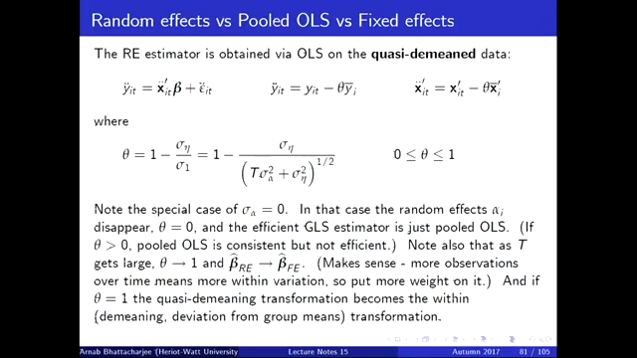So the random effects estimator is obtained by OLS on the quasi-demeaned data. So what is quasi-demeaned? These double dots here: YIT minus theta times YI bar, and XIT minus theta times XI bar, where this theta is this guy.